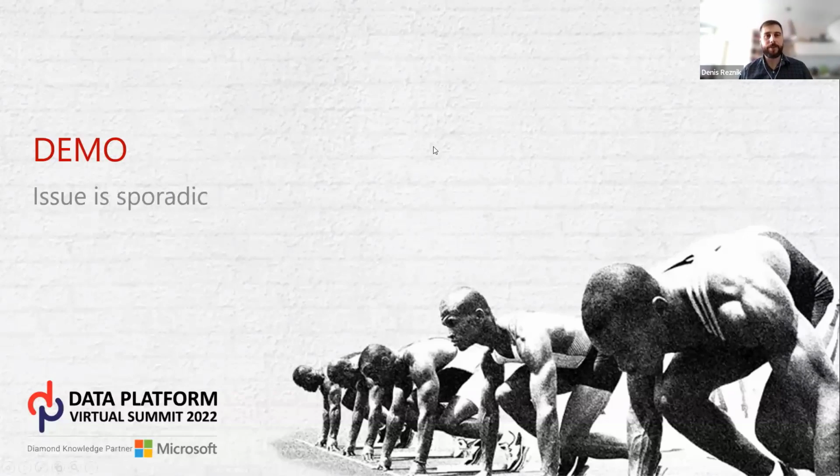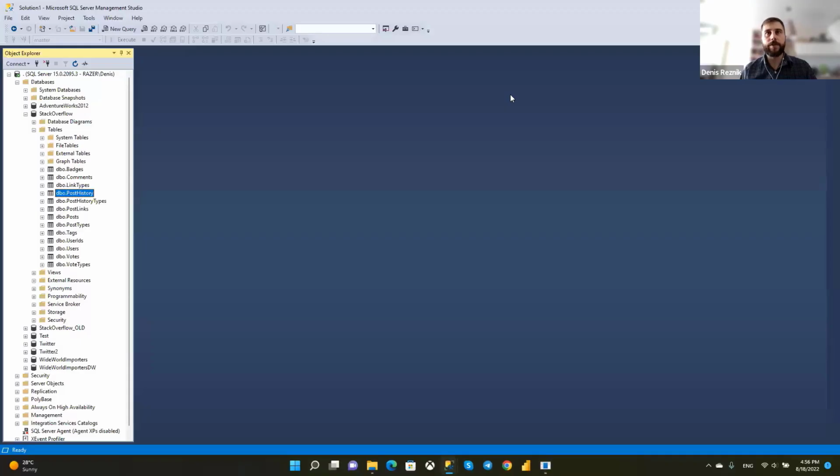Second case, the issue is sporadic. If the issue is happening from time to time, we can't sit on site and click the refresh button to get the actual query. We need some mechanism to track the queries all day long. And I see a question in the chat about how to handle parameter sniffing. I will show it a bit later; it will be part of this session. I will not explain it in advance, but we will take a look at what parameter sniffing is and how to handle it.